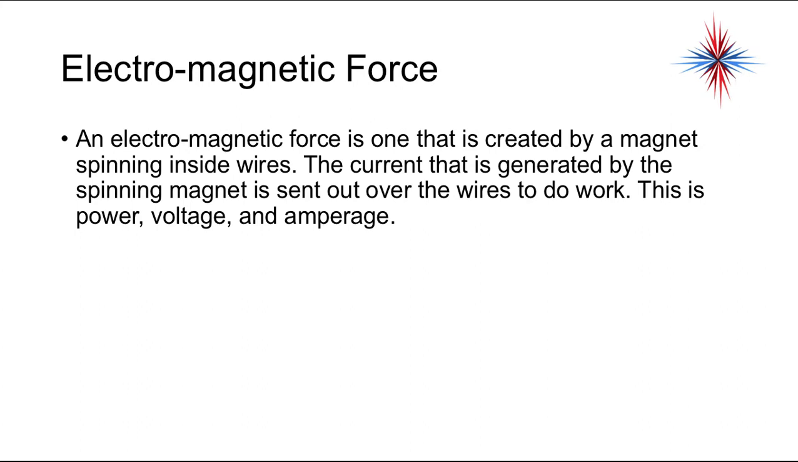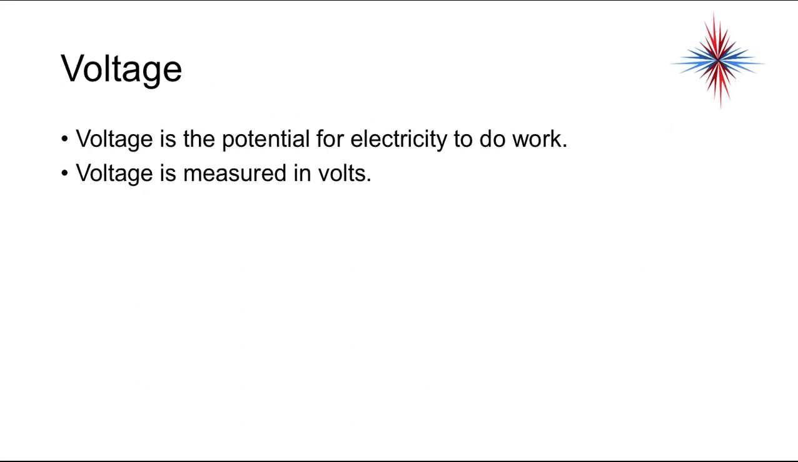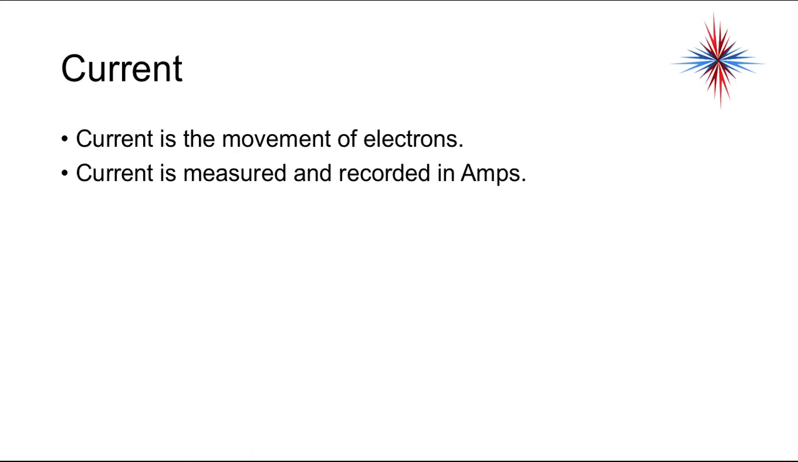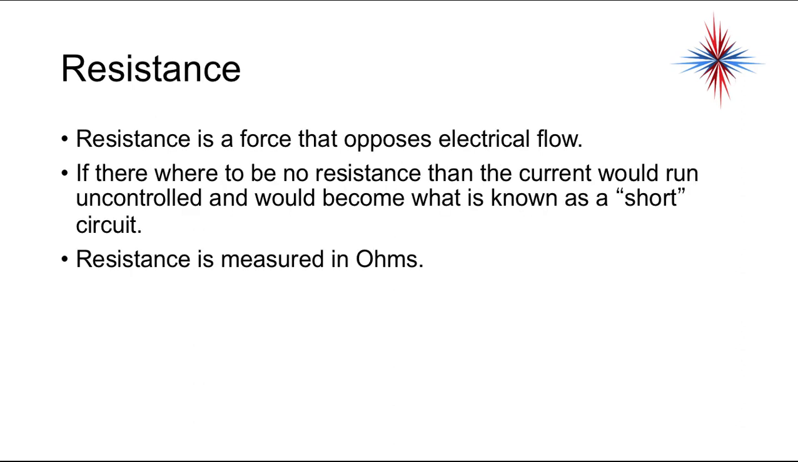This is voltage, power, and amperage. Voltage is the potential for electricity to do work. Voltage is measured in volts. Current is the movement of electrons. Current is measured and recorded in amps. Current's measurement is how fast the electrons are moving. Resistance is the force that opposes electrical flow. If there were no resistance, then the current would run uncontrolled and would become what is known as a short circuit. Resistance is measured in ohms.